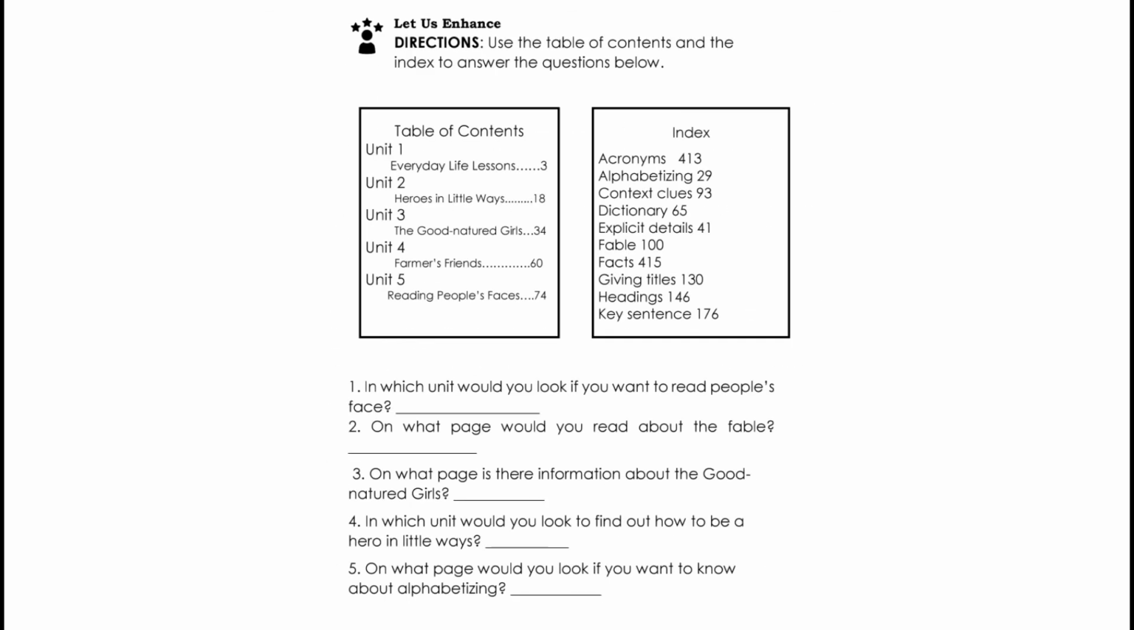Let us enhance. Directions. Use the table of contents and the index to answer the questions below. Number 1. In which unit would you look if you want to read people's face? What unit? Answer now. Number 2. On what page would you read about the fable? You answer. Okay, then you answer number 3, 4, and 5.